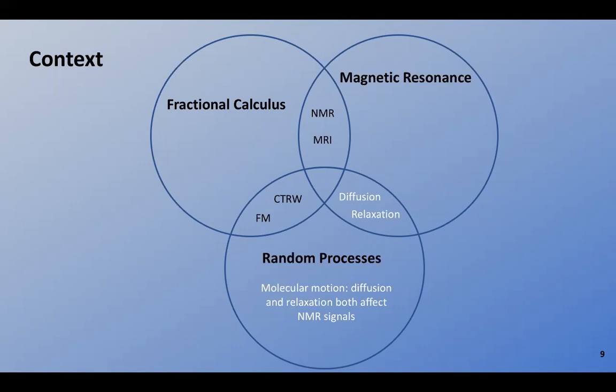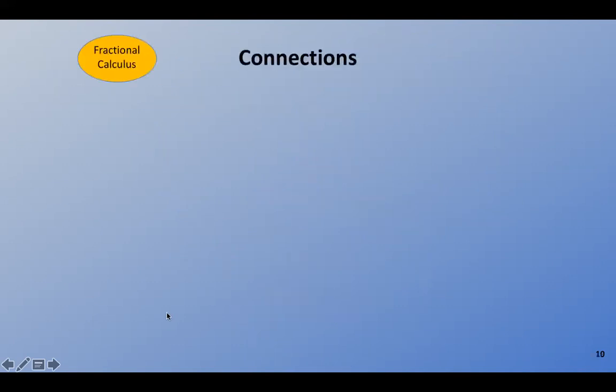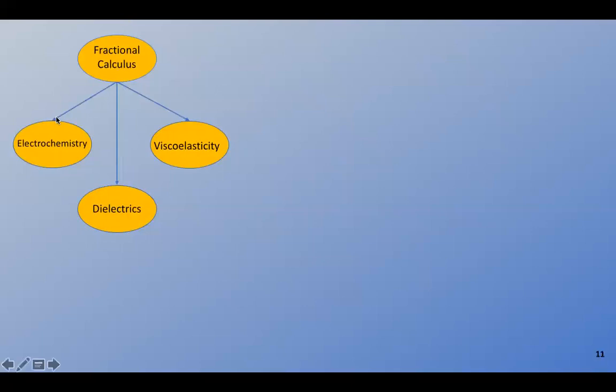I'm only going to talk about the contrast, and the contrast in those images is going to be flavored by fractional calculus models of diffusion and relaxation, and that's where the overlap will be. So much for context. The connections, well, fractional calculus, as you know, is applied everywhere. I mean, you guys do it in all different aspects of control and electromechanical systems and robotics and everything.